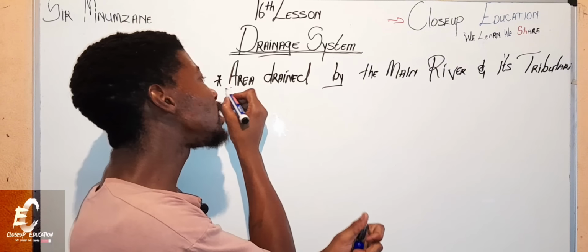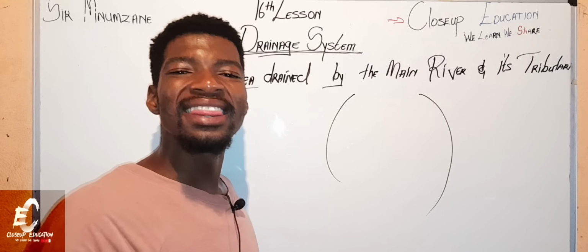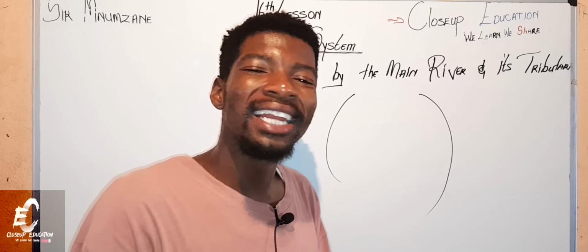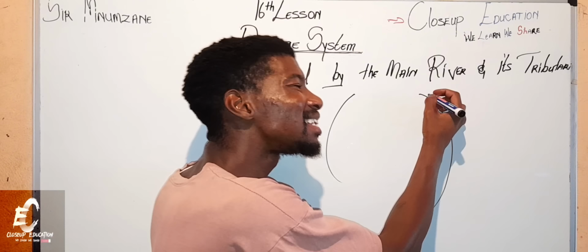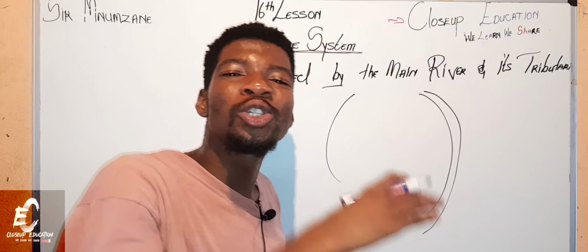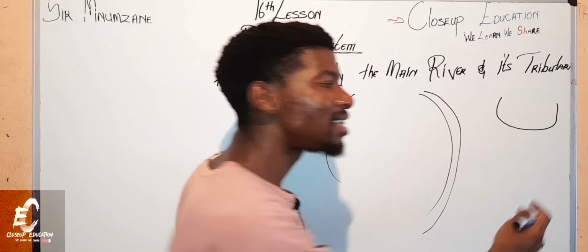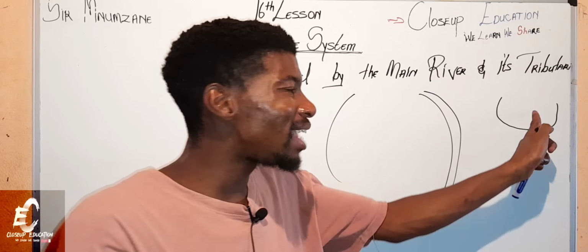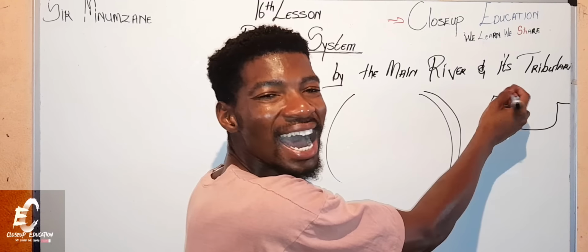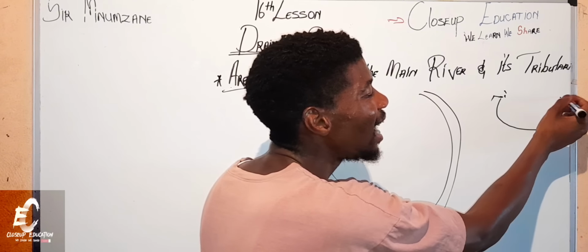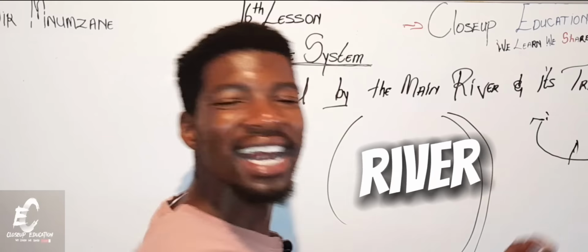Firstly, we said it is an area, right? So this is our area, and remember, it's like a basin, a bowl-like shape, meaning the sides of this area have to be high-lying areas. Here are the high-lying areas, and the low-lying areas, where there is obviously the river.